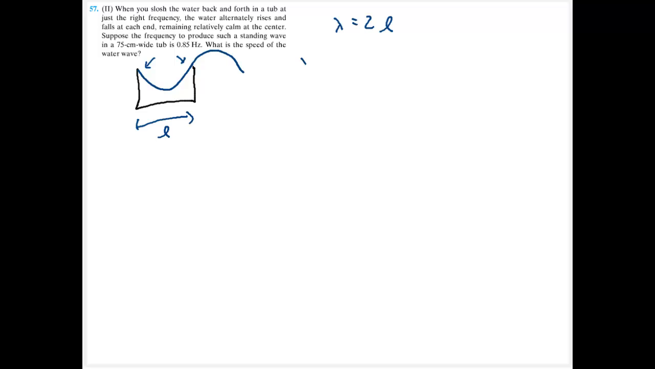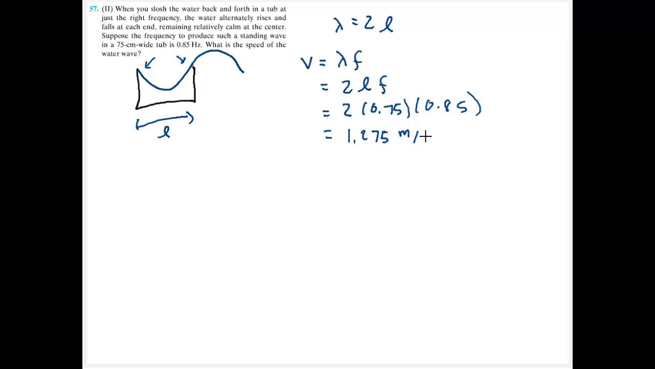It asks for the speed, and we know the relationship between the wavelength and the frequency. This is going to be 2 times the length of the tub multiplied by the frequency. 2 times 0.75 meters, I've converted it over to meters, multiplied by the frequency, 0.85 hertz. The speed, therefore, of this wave in the tub is going to be 1.275 meters per second.